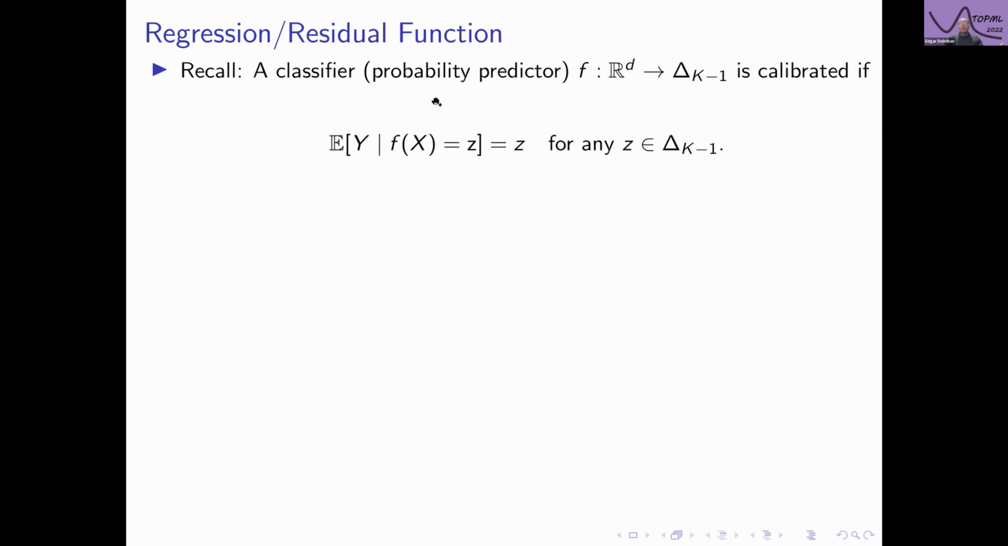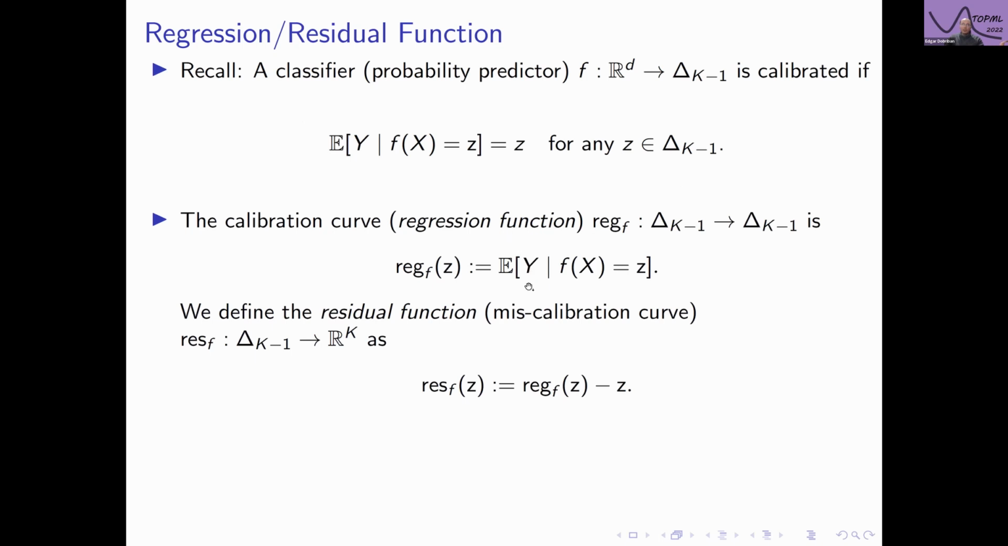So this was the definition that we used for a multi-class classifier being calibrated. The conditional probability of Y_i equals 1 given f(X) equals z is z_i. So I can equivalently write it as this regression equation: the average value of Y, this one-hot vector, conditional on f(X) equals z, is equal to z. So it's an equation that has to hold for all z in the range of f. I just say here for all z in the simplex for simplicity.